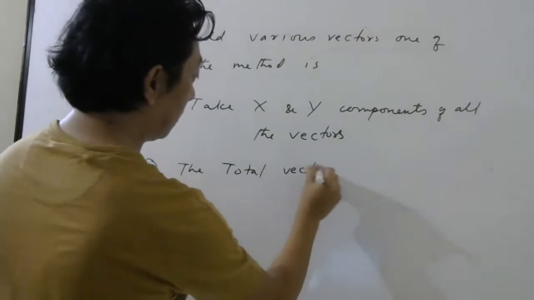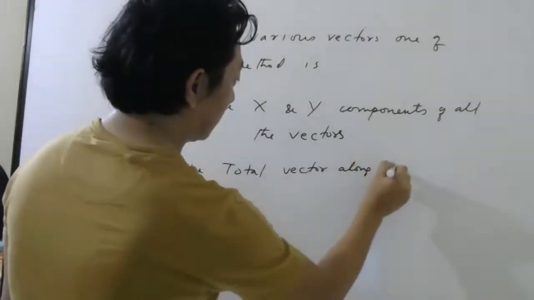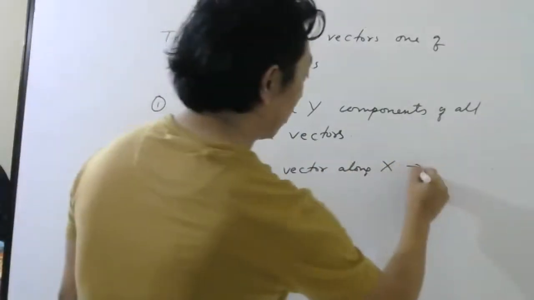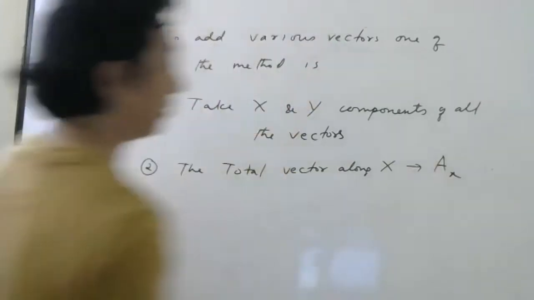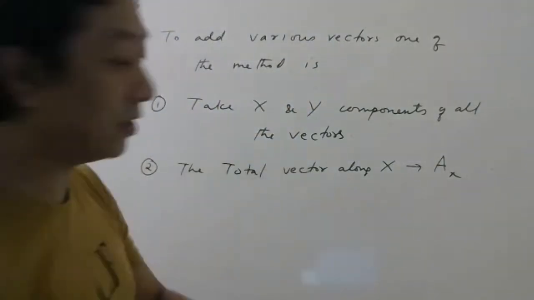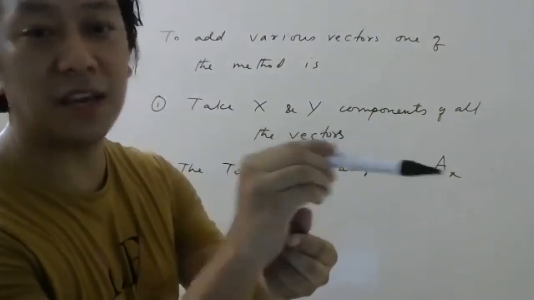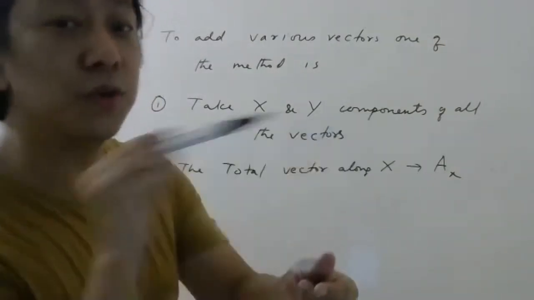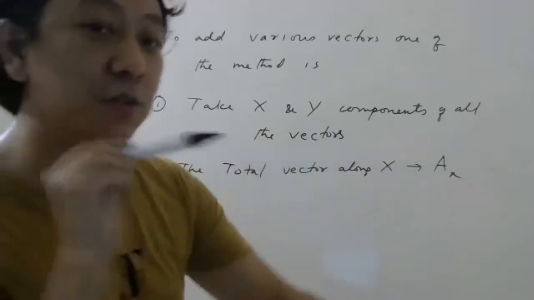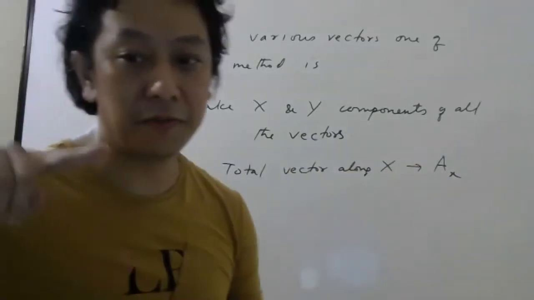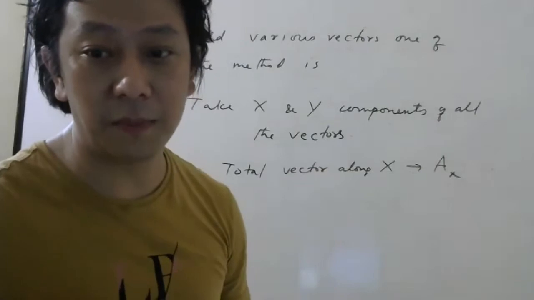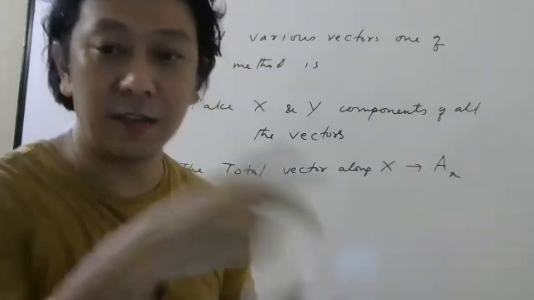vector along x separately. Let us call it ax. After getting the total along the x-axis, call it ax. That will be easy because one component 5 is here, let's say. Another component 2 is there, here only. If 5 is here, 2 is here, total will be how much? If 5 is here, 2 is here, then it will be 7.